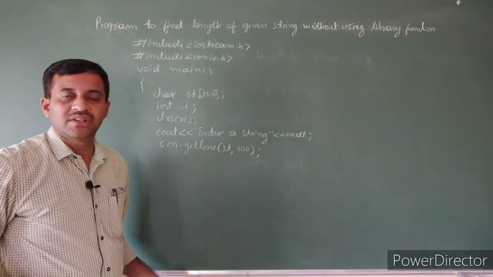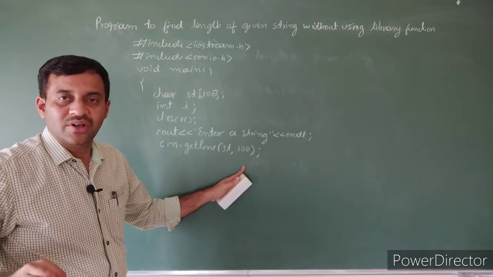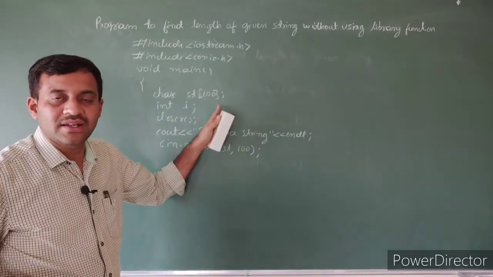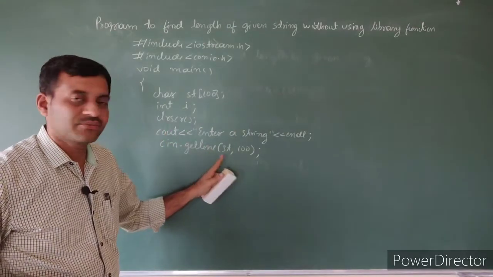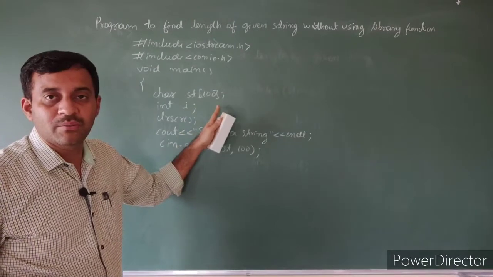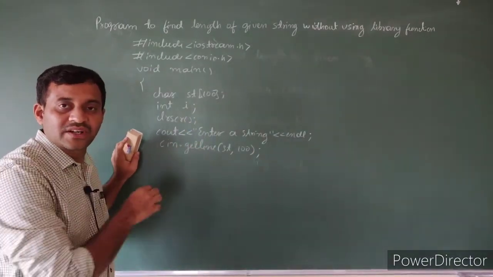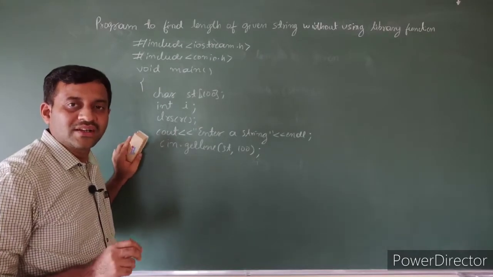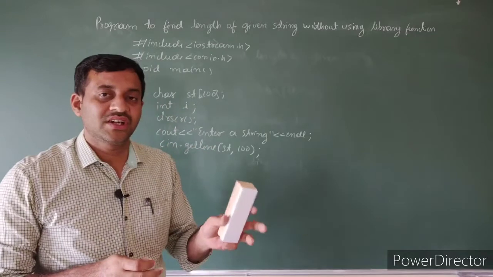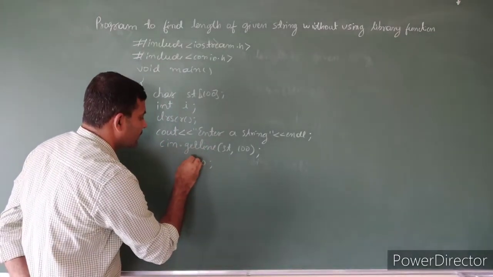Be careful about the size of the getline function. It must be less than or equal to the declared size. The size of the getline function must be less than or equal to the declared variable size. After reading the string, we know that a string must end with a null character. Use that one. Initialize i equals 0.